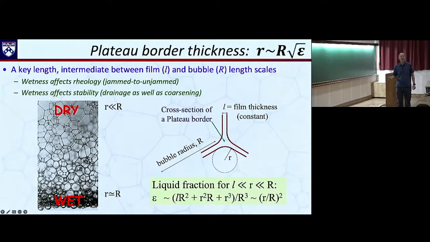Now, only one of these is important, this middle one. The film is so small we can neglect this. And the plateau border thickness is small compared to the bubble radius, so we can neglect little r cubed. So this is the only term that we care about. And there you go. There's an estimation of the liquid fraction in a wet-ish foam. Liquid fraction is plateau border thickness divided by bubble size squared. This relation right here. Okay. So Ranjini calibrated herself to this equation, in effect, looking at this picture.